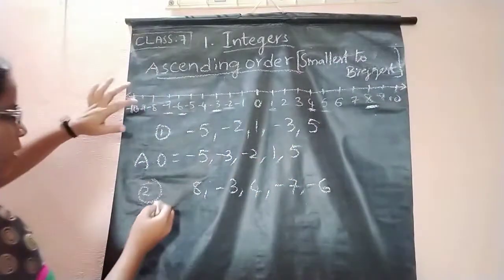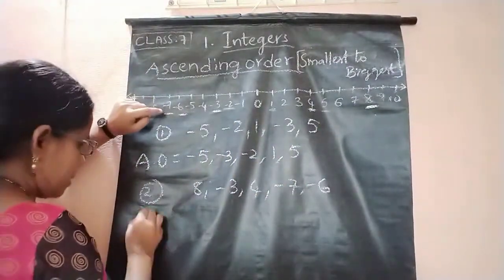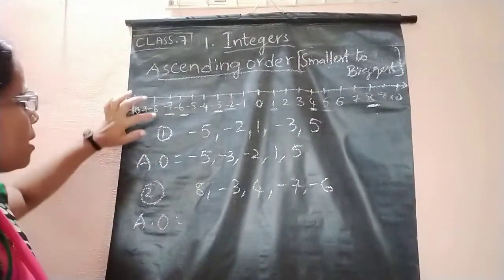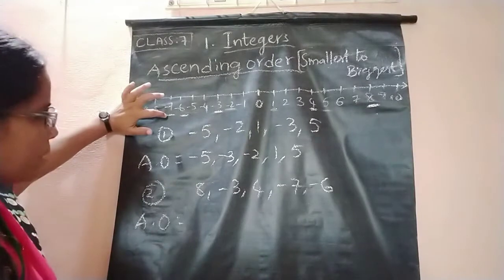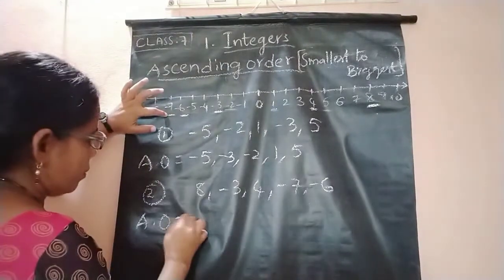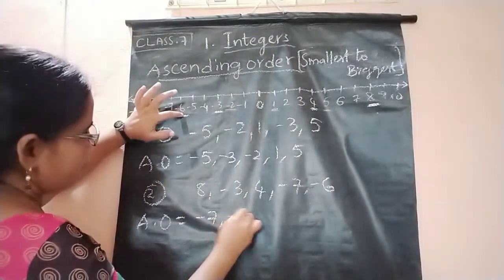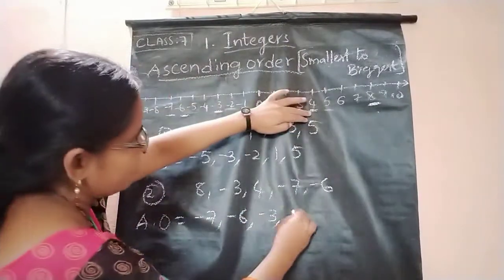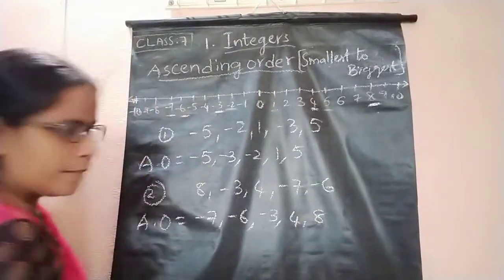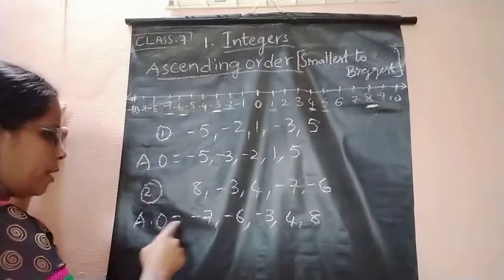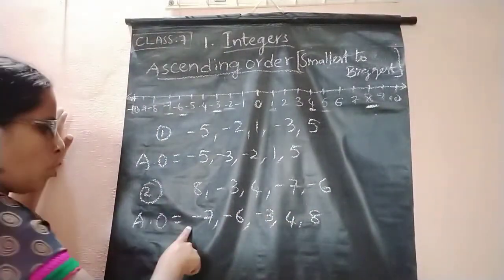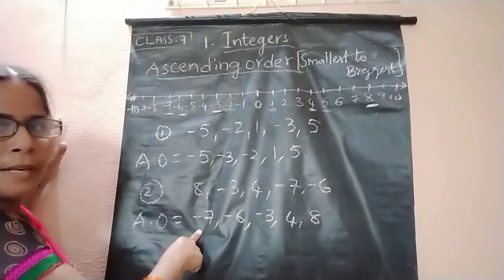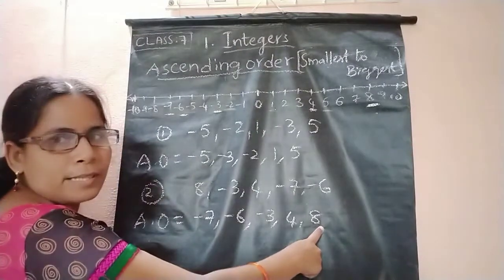Ascending order means smallest to biggest. So which is the smallest one? Which comes before? Minus 7. So minus 7, after it minus 6, after it minus 3, next 4, next 8. This is the ascending order. These are all in ascending order, small to biggest. In these numbers, which is the smallest one? Minus 7. And which is the biggest one? Plus 8. Understand?